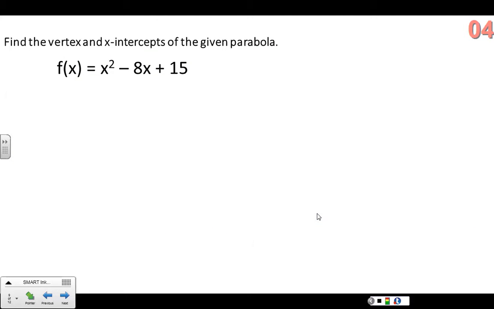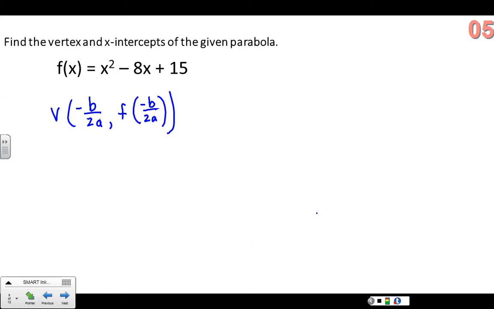Let's try a problem like this. This one is in quadratic form, and I could use completing the square like I've done in previous lessons, but I just want to show you how the formula for the vertex works. The vertex formula we said was negative b over 2a, comma, f of negative b over 2a.